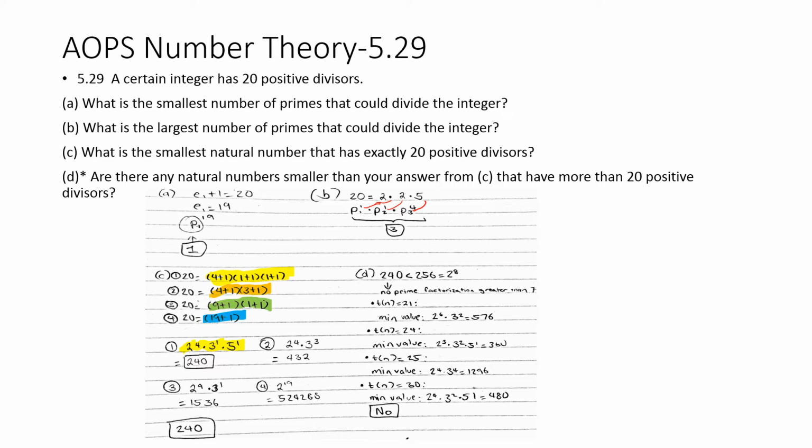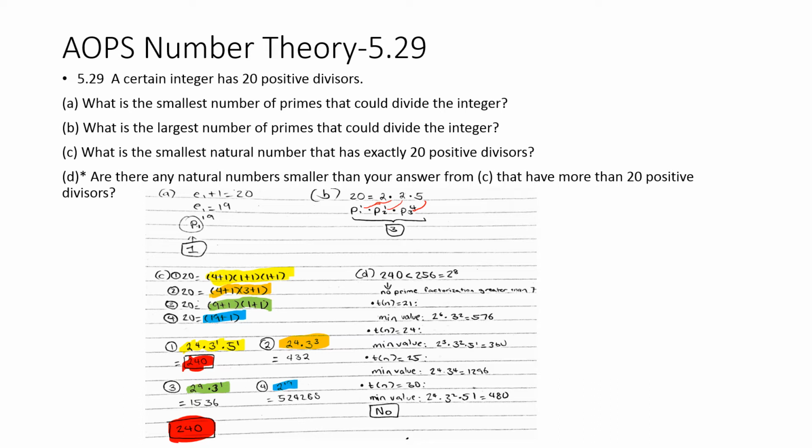So now (4 plus 1) times (3 plus 1), so the smallest would be 2 to the power of 4 times 3 to the power of 3, and that's equal to 432. Now 2 to the power of 9 times 3 to the power of 1, so that's equal to 1536, and the last one is 19 plus 1, so 2 to the power of 19 is equal to this number. So the smallest is 240, so 240 is the answer.